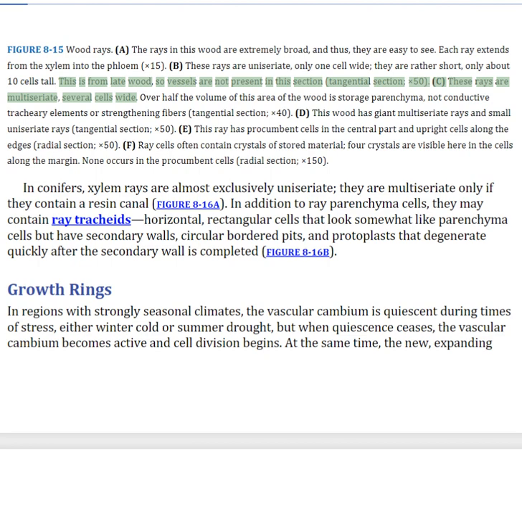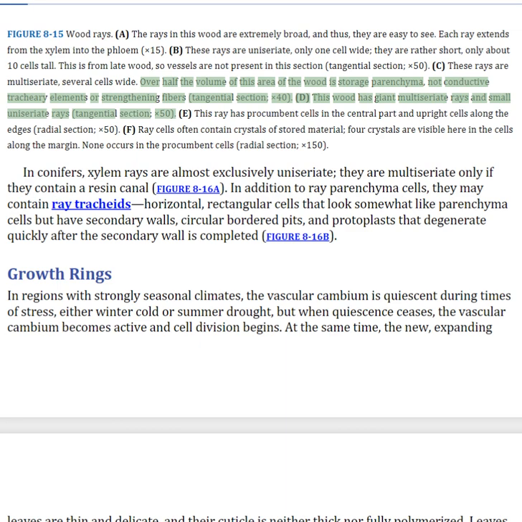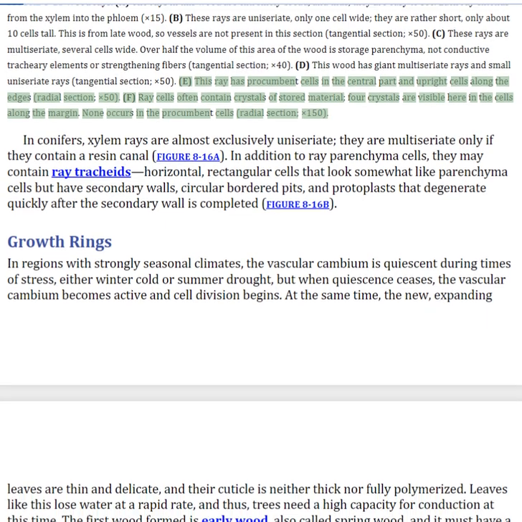These rays are multiseriate, several cells wide. Over half the volume of this area of the wood is storage parenchyma, not conductive tracheary elements or strengthening fibers. This wood has giant multiseriate rays and small uniseriate rays. This ray has procumbent cells in the central part and upright cells along the edges. Ray cells often contain crystals of stored material, and crystals are visible here in the cells along the margin. None occurs in the procumbent cells.